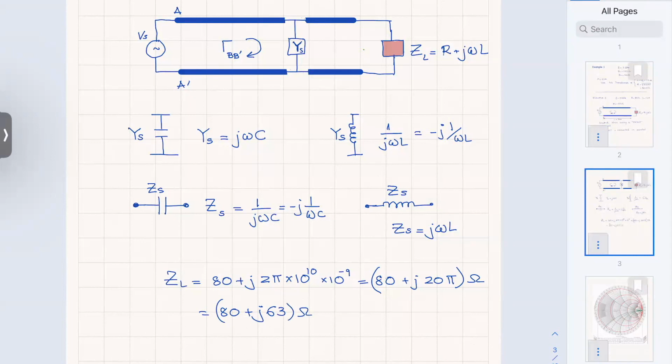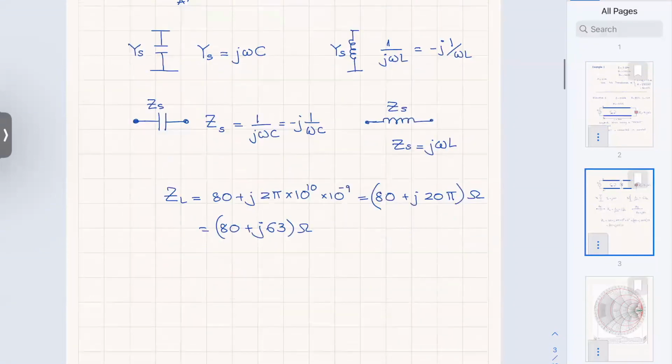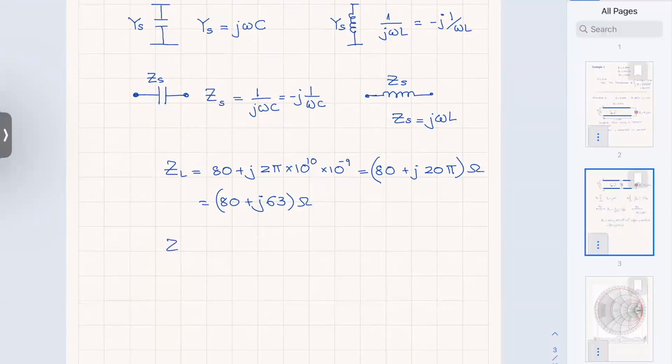Now I'm good to normalize. So ZL normalized is going to be 80 divided by 50, which is Z naught, and gives 1.6, plus j 63 divided by 50, which is 1.26. And I found the normalized load.